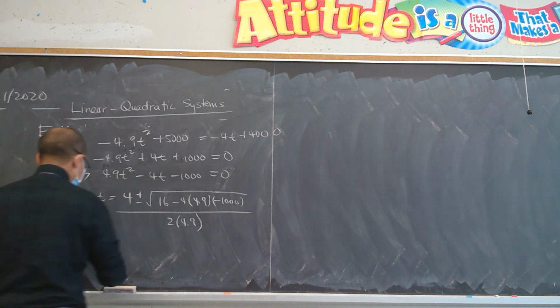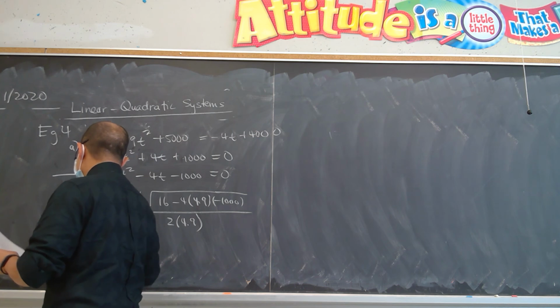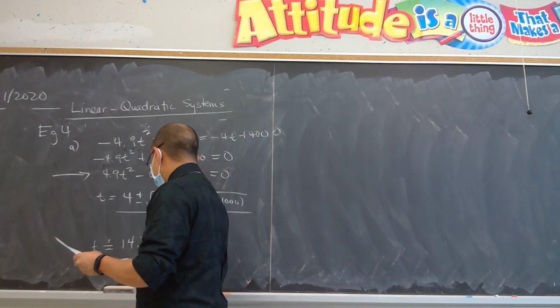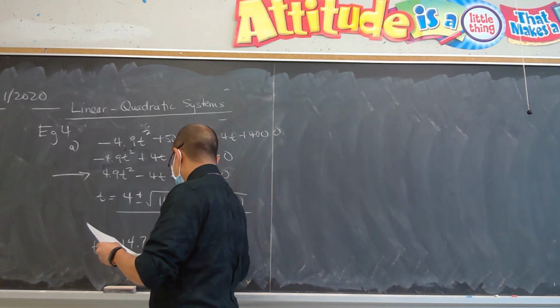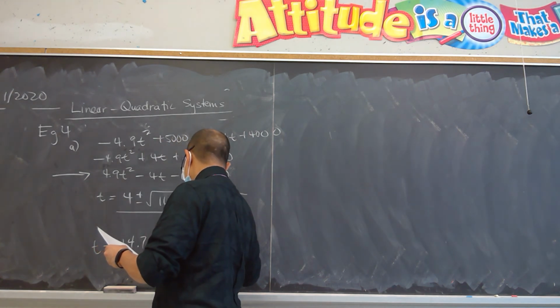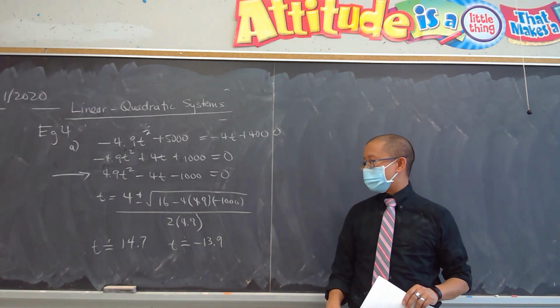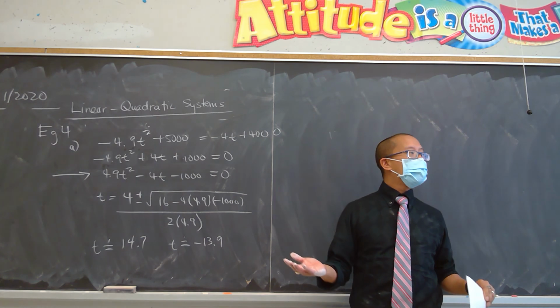Notice what you're going to get. You're going to get 2 solutions. Because this is a word problem, you get t approximately 14.7, and t approximately is also equal to negative 13.9. And again, mathematically, this is a good answer, 14.7 and negative 13.9. But it's a word problem.